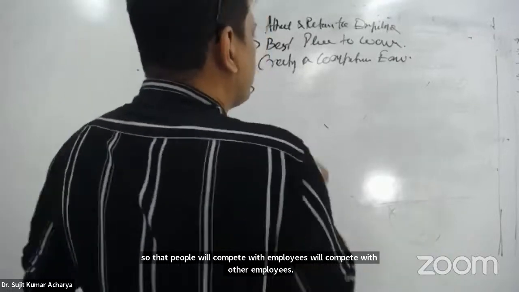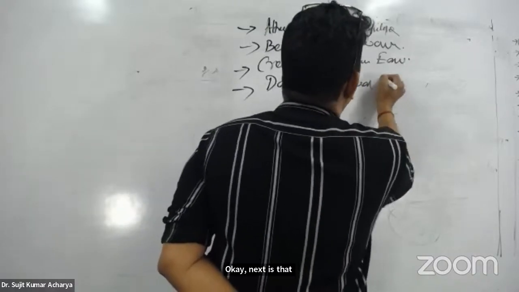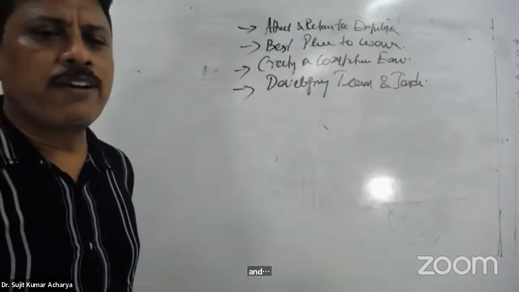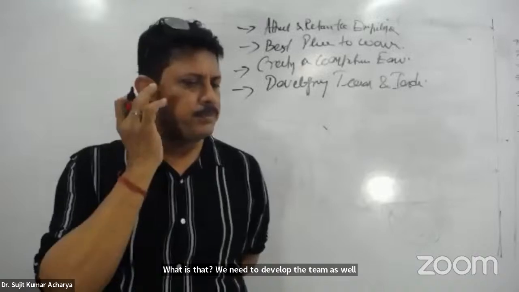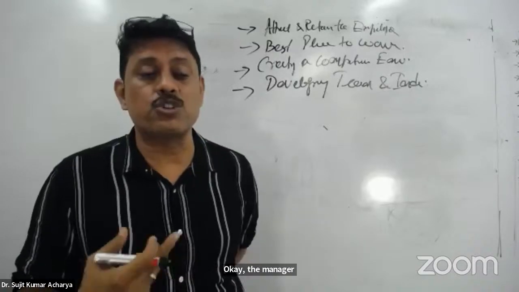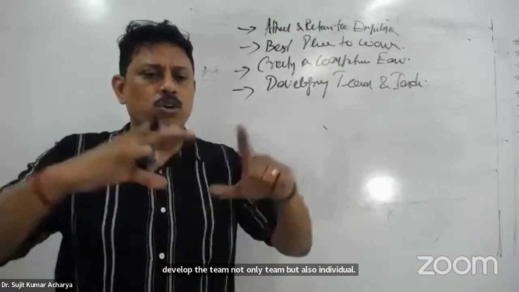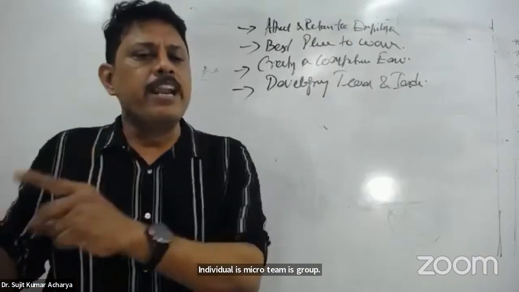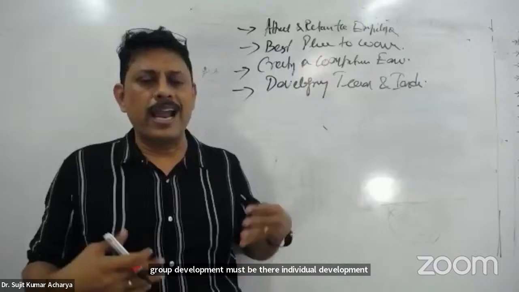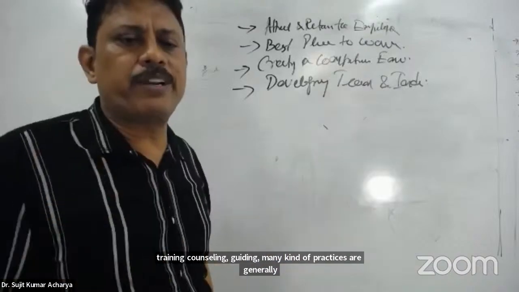Okay, next is developing team and individual. We need to develop the team as well as the individual. The HR manager always tries to develop the team, not only team but also individual. Individual is micro, team is group. Group development must be there, individual development must be there through different kinds of training, counseling, guiding. Many kinds of practices are generally adopted. Developing team and individual, constant activities are to be conducted.